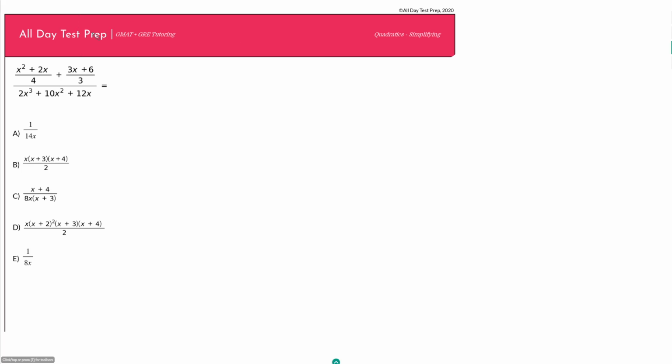This just says (x squared plus 2x) all over 4, plus (3x plus 6) all over 3, then all of that over (2x cubed plus 10x squared plus 12x) is equal to what? So really, without saying so, they're just asking us to simplify this expression here. So let's start by just rewriting it.